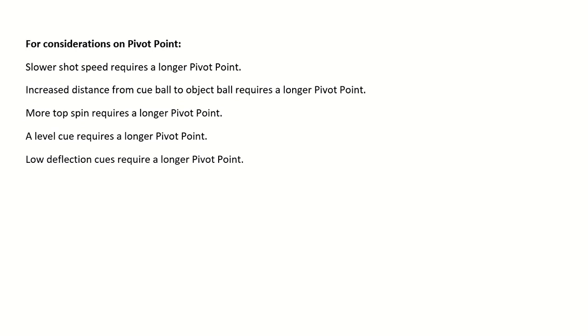Considerations on pivot point. Slower shot speed requires a longer pivot point. Increased distance from cue ball to object ball requires a longer pivot point. More topspin requires a longer pivot point. A level cue requires a longer pivot point. Low deflection cues require a longer pivot point.